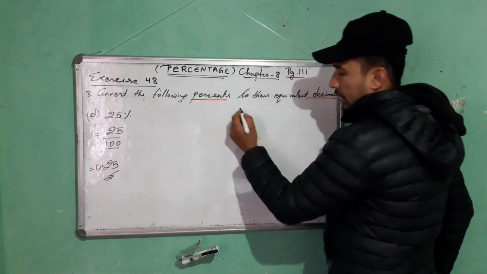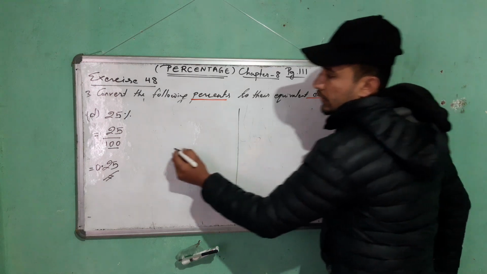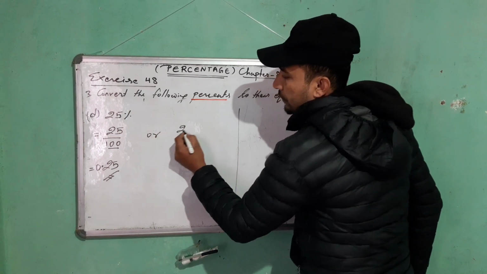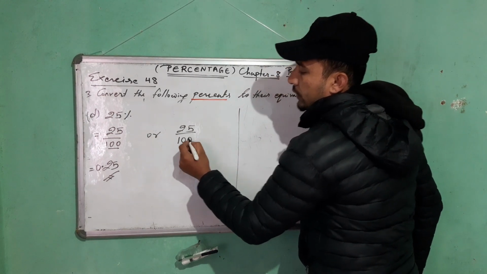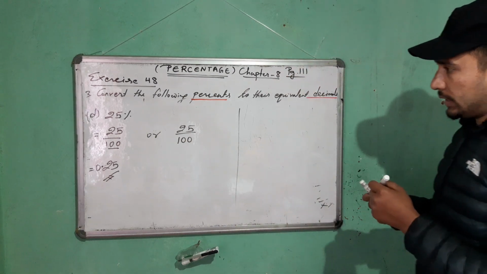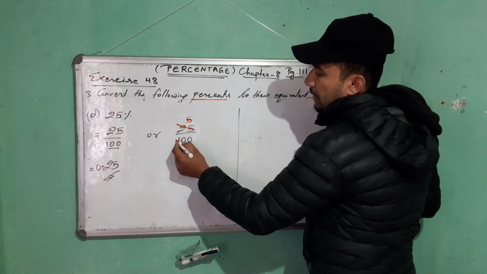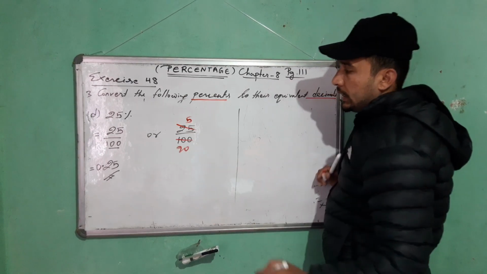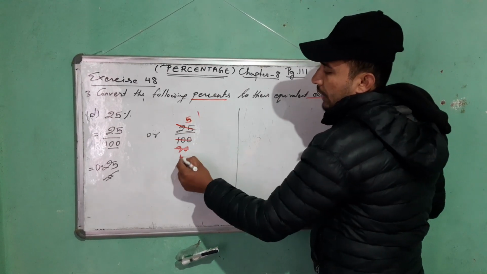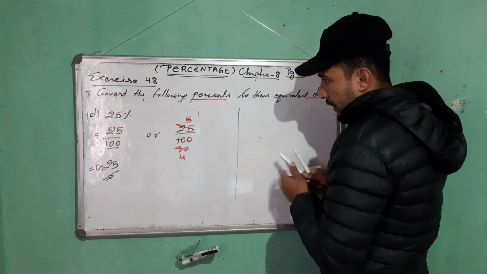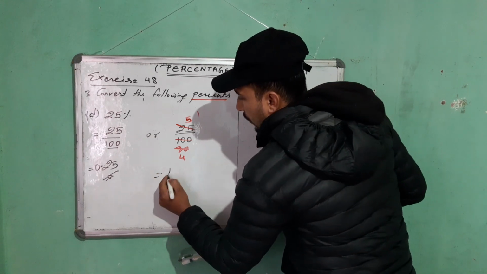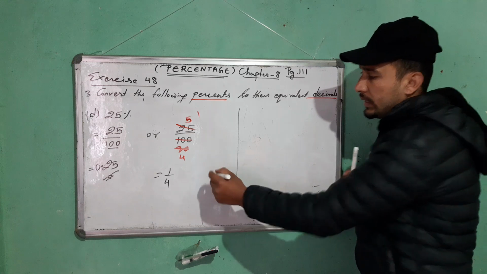Otherwise you can do this also. 25 upon 100. You first do the cancellation. Cancel it with 5. 5 5s are 25, 5 20s are 100. Again, 5 1s are 5, 5 4s are 20. So we have got 1 by 4.